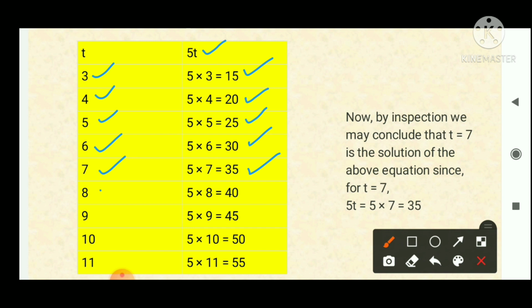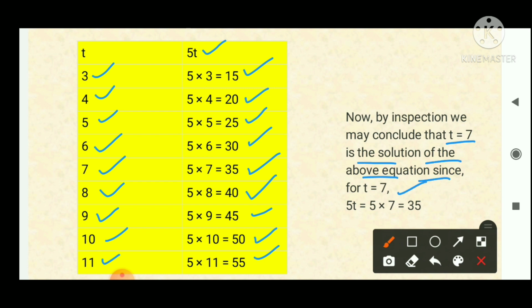When we put value of t is equal to 8, we get 5 8s are 40. When t is equal to 9, we get 5 9s are 45. When t is equal to 10, we get 5 10s are 50. When t is equal to 11, we get 5 11s are 55. Now by inspection we may conclude that t is equal to 7 is the solution of the above equation.